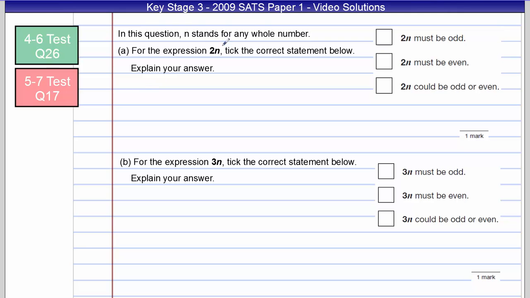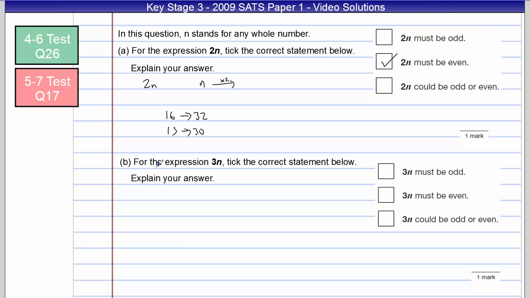Well, if we think about what 2n means, 2n means start with n and times it by 2. And if you take any number and you times it by 2, you get an even number. For example, if we got 16, that's going to give 32. If we had 15, that would give 30. You could try that for any number, odd or even, and it would give you an even number. So that means that 2n must be even.